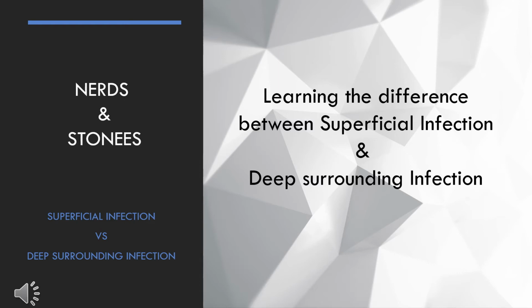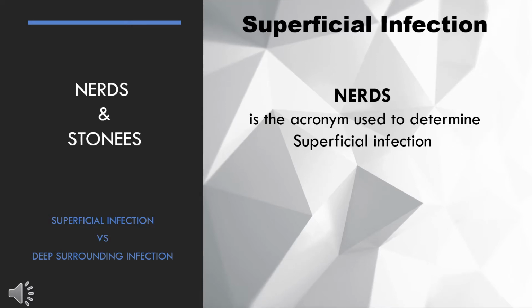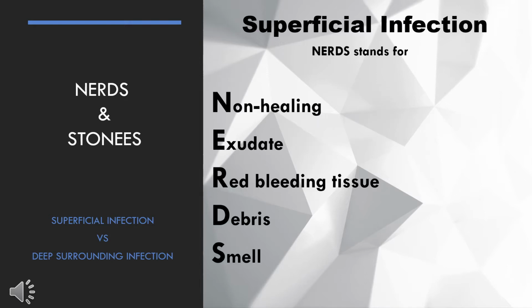Today we're going to learn the difference between superficial and deep and surrounding infection. Superficial infection is infection that is on the surface tissue of the wound and can be treated with an antimicrobial dressing. NERDS is the acronym used to determine superficial infection. NERDS stands for non-healing, exudate, red bleeding tissue, debris, and smell.